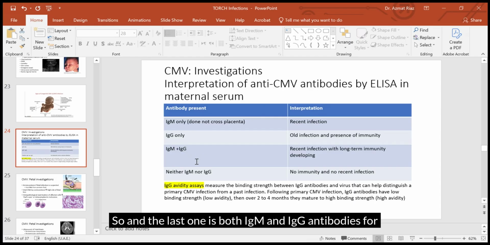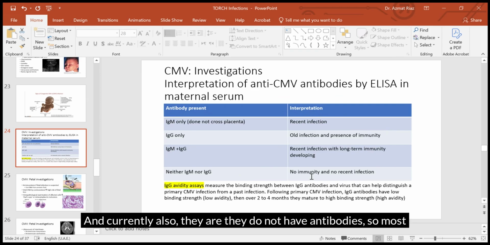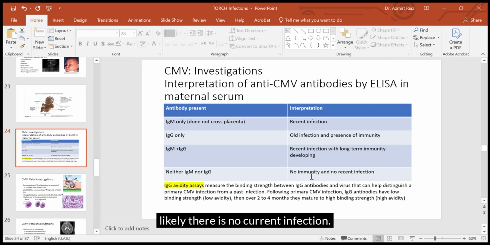And the last one is where both IgM and IgG antibodies for cytomegalovirus are absent. So that means the person was never previously infected with cytomegalovirus, and currently they also do not have antibodies. So most likely there is no current infection.